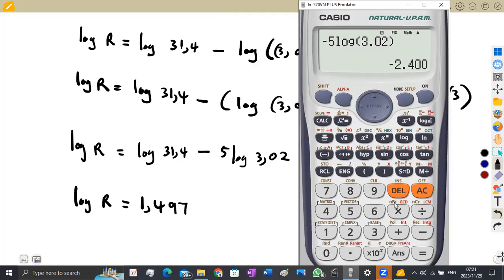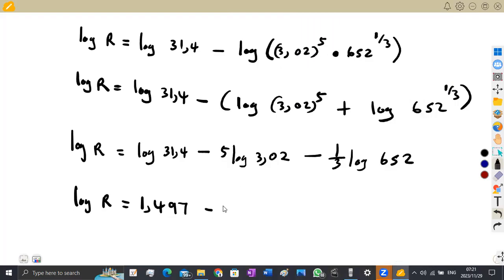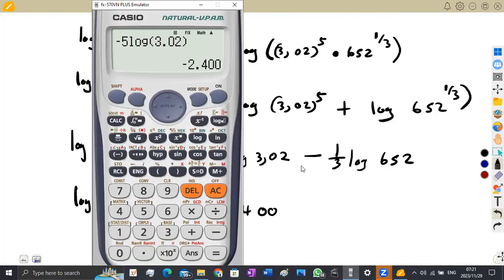All right. It is rounding off my answers to 3 decimal places. So that's why it gives me negative 2,400. I don't know what the exact answer was, but it's going to be negative 2,400 like that. We do the same thing on minus a third, that's minus 1/3 of the logarithm of 652.